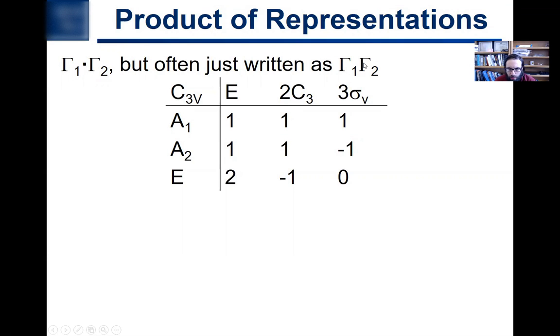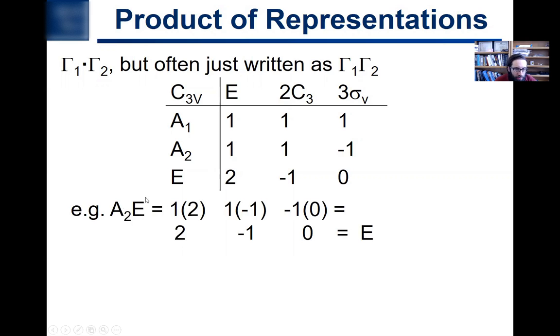Or it can just be written as the two gammas next to one another, just like how two numbers next to one another, or two variables next to one another, can mean multiplication. So for example, you could do A2 times E. How do you do that? Well, you just take the dot product.